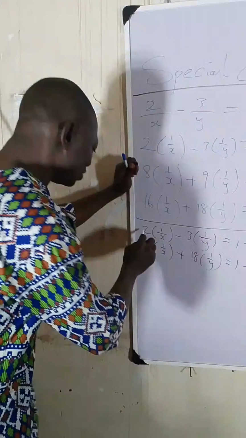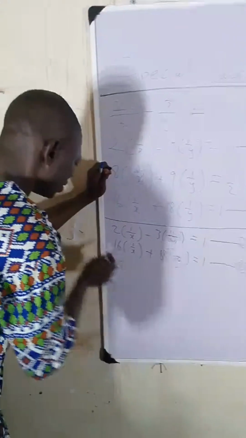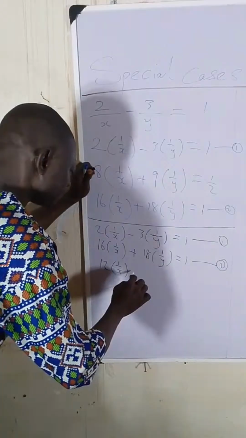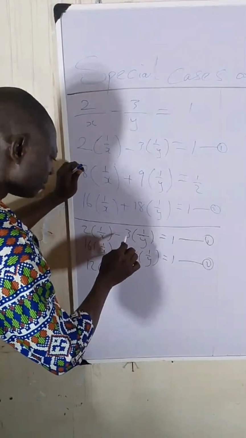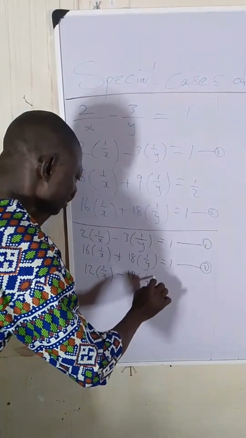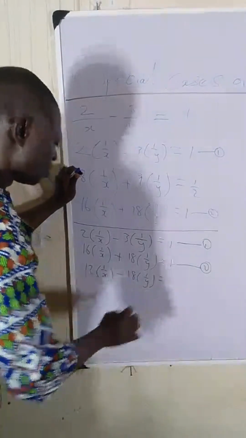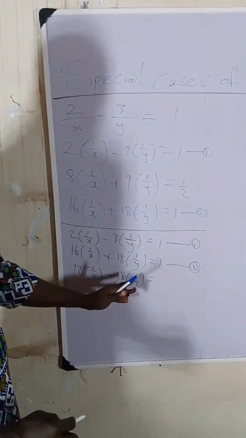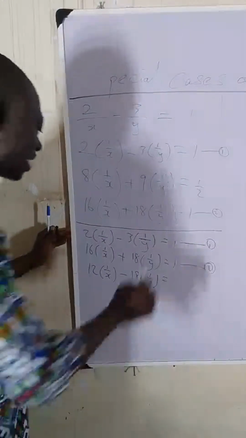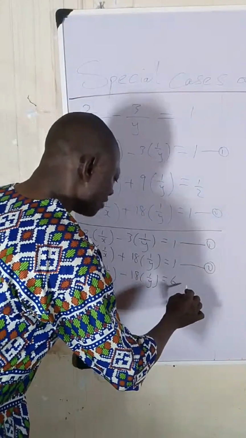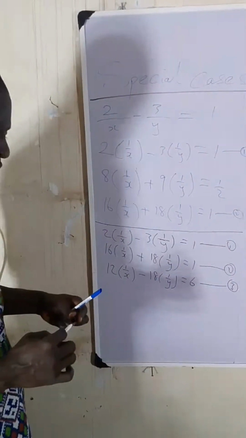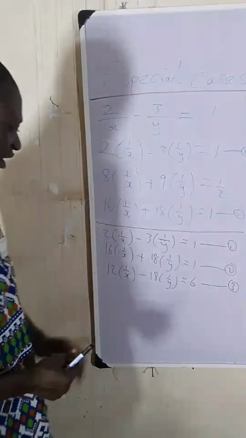Then to multiply equation 1 by 6, we are going to have 12, because 2 times 6 is 12. 12 into 1 over x minus, multiply by 6 give us 18 into 1 over y is equal to multiply the last number here, which is 6, by 1 here by the same 6 will give us 6. This one is equation 3. Now remember that we got equation 3 from equation 1. And so this is enough for us.